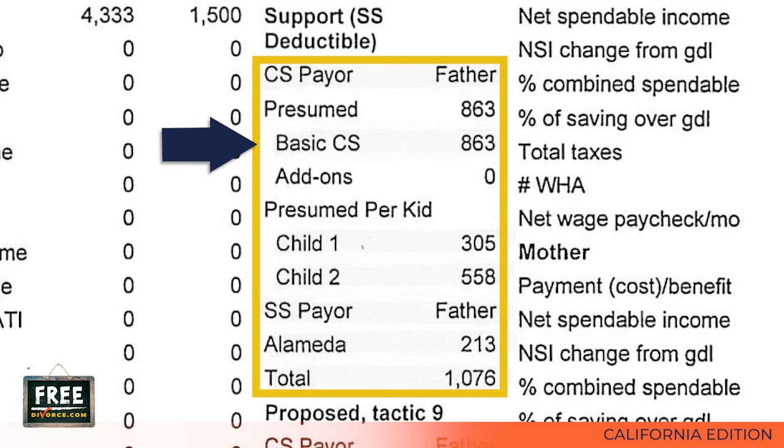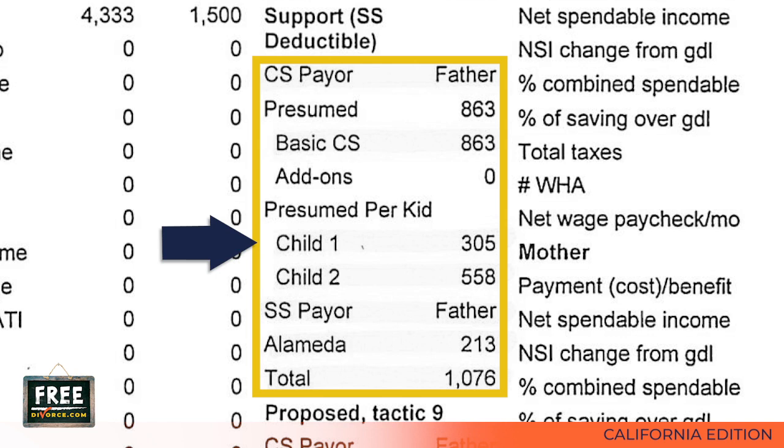owe mother. I see the line that reads basic CS and the 863 number, but I also see just below that a line that reads presumed per kid. What is that about? If you have more than one child, the guideline child support numbers are allocated between the children, with the youngest child receiving more child support than the oldest child.